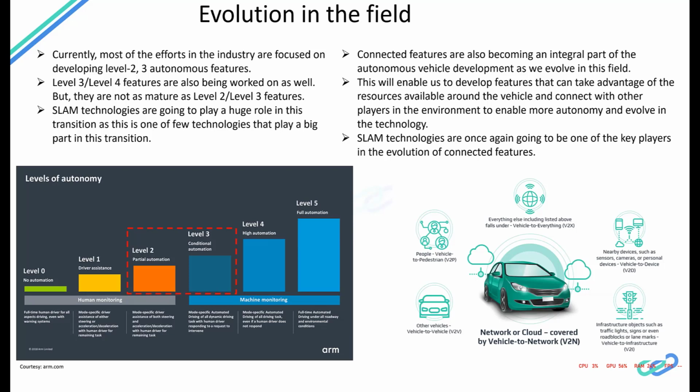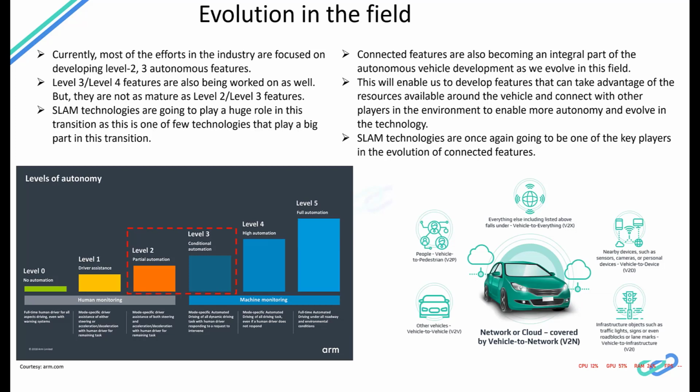So at this point, where the industry is at, we are mostly focused on developing level 2 and level 3 autonomous systems. I myself work as an autonomous vehicle engineer. So currently, the industry is primarily focused on the development of level 2 and level 3 autonomous features.